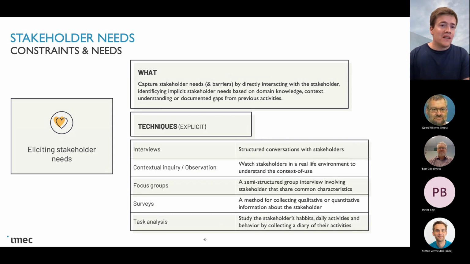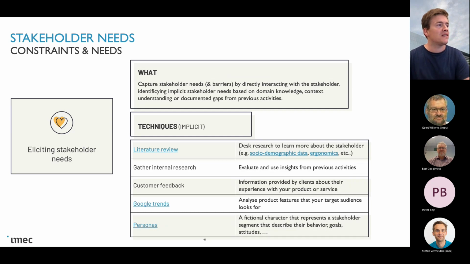There's a lot of techniques here. I put on the ones that speak for themselves. Interviews are a very direct way of interacting, so it's an explicit way of capturing the needs, but you have a lot more. And then you also have implicit ways to capture stakeholder needs. For example, Belgium is aging quite fast, so we could identify needs related to the fact that Belgium is aging quite quickly.